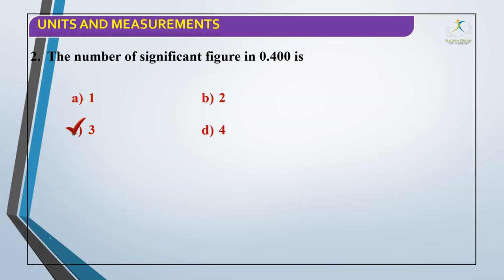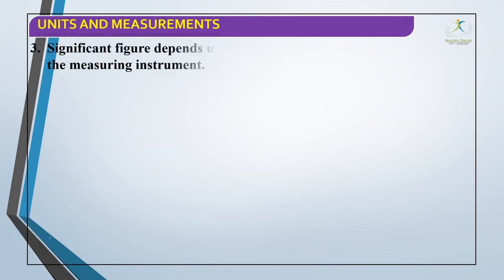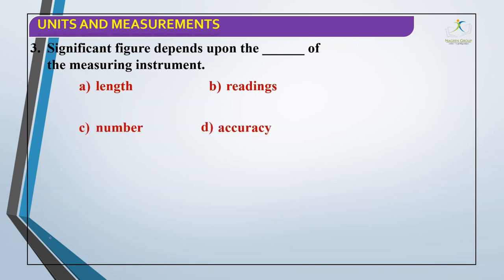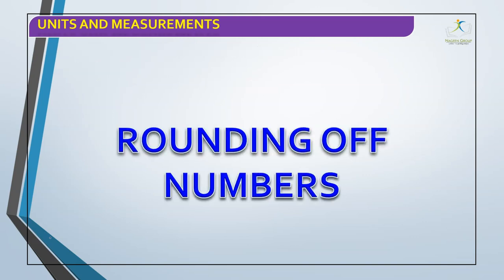Very good. I'm also understanding that you are grabbing the things. Significant figure depends on dash: the measuring instrument, length, reading, numbers, accuracy. The correct answer is accuracy. More significant figures actually tell how much accuracy that particular reading has.